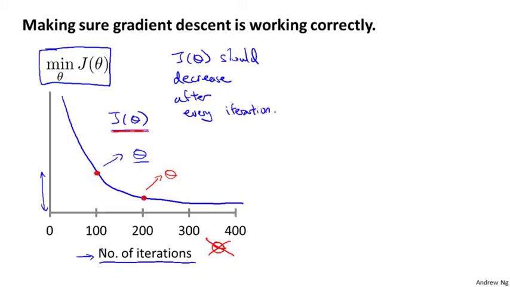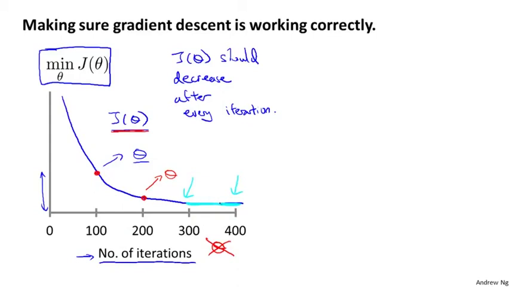And one useful thing that this sort of plot can tell you is that if you look at the specific figure that I've drawn, it looks like by the time you've gotten out to maybe 300 to 400 iterations, J of theta hasn't gone down much more. By 400 iterations, this curve has flattened out, so gradient descent has more or less converged because your cost function isn't going down much more. So looking at this figure can also help you judge whether or not gradient descent has converged.